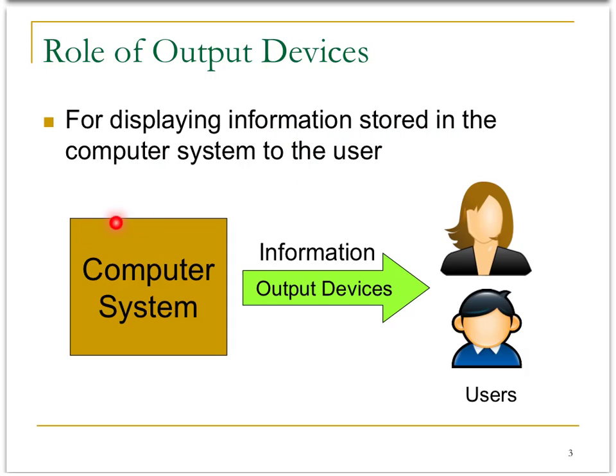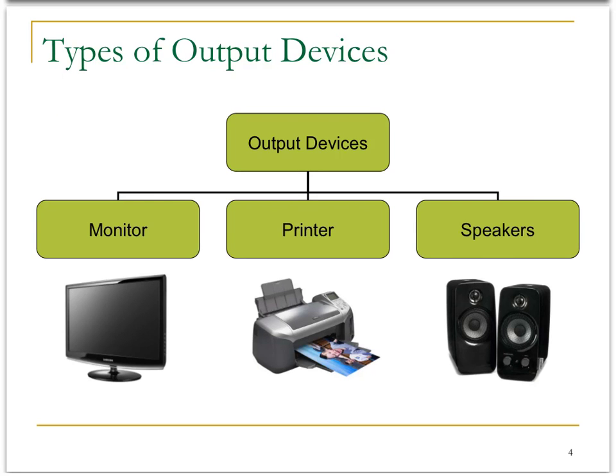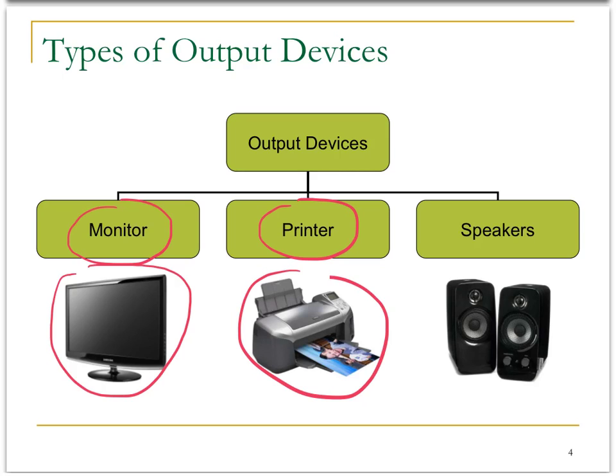So the data or the information is actually stored in the computer, and through the output device it is displayed to the user. There are mainly three types of output device: the monitor, printers, and speakers. For the monitor, the information and data are displayed through the computer screen. Printers produce hard copies or printouts to the user. And speakers are responsible for producing sounds or audio to the user.